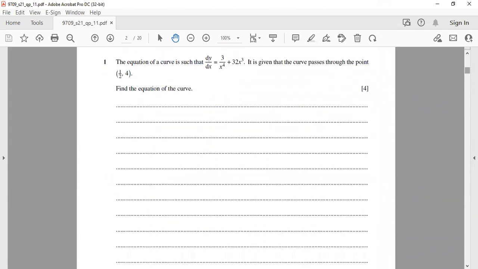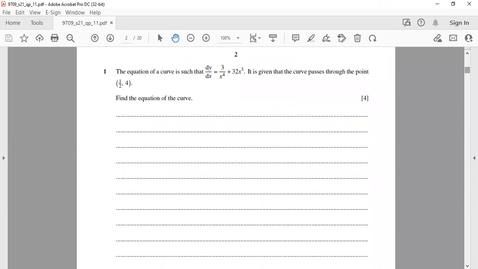Ok. Donc pour la première question, the equation of a curve is such that dy by dx is equal to this. And it is given that a curve passes through the point (1/2, 4). And you're required to find the equation of the curve. Okay, so from dy by dx, comment you get the equation of the curve? It's simple. We need to integrate. So let's integrate dy by dx to get the equation.